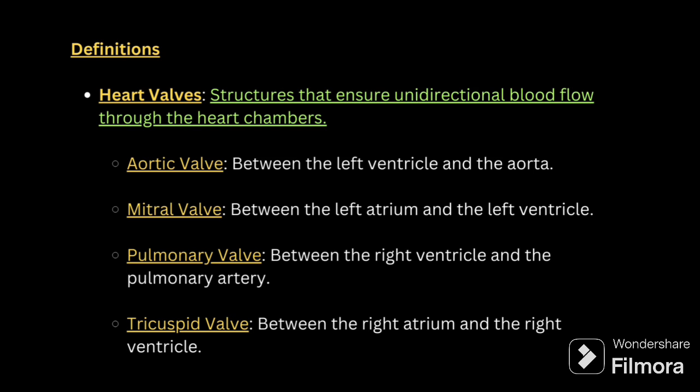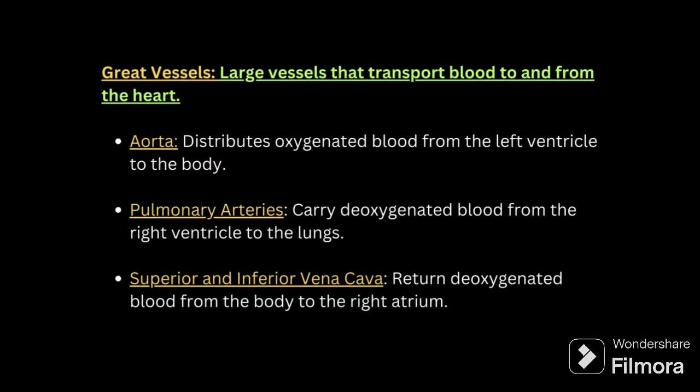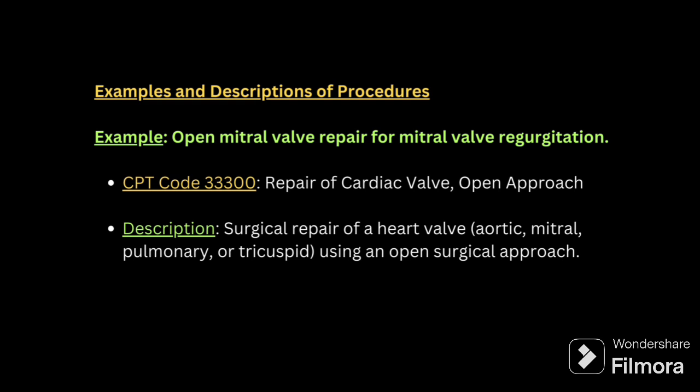Aortic valve is a valve present between the left ventricle and aorta. Mitral is present between the left atrium and left ventricle. Then the pulmonary valve and tricuspid valve. So here great vessels are large vessels that transport blood to and fro from the heart. Aorta distributes oxygenated blood from the left ventricle to the body. Pulmonary arteries carry deoxygenated blood from the right ventricle to the lungs. Superior and inferior vena cava return deoxygenated blood.